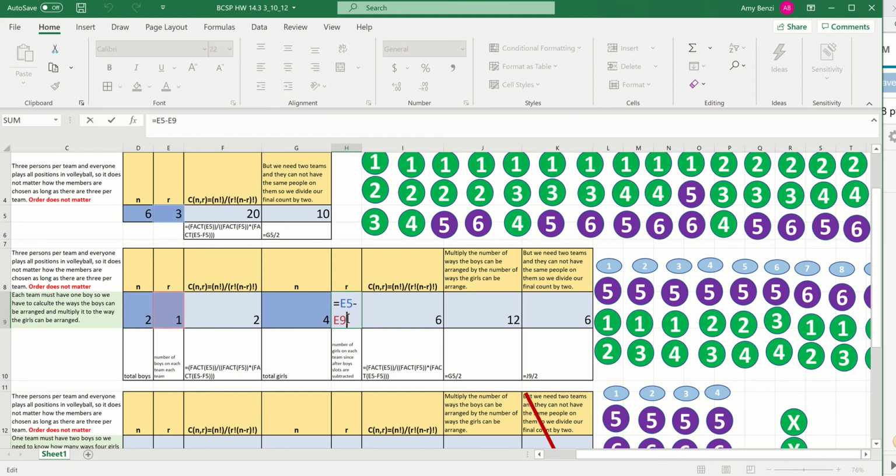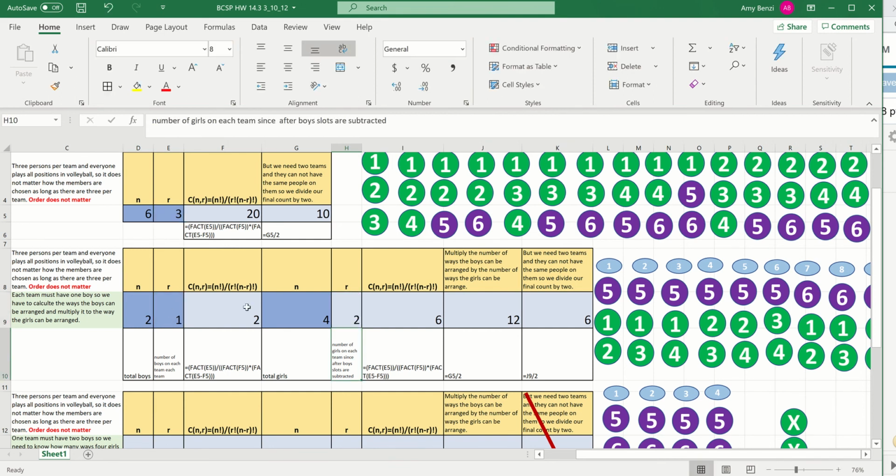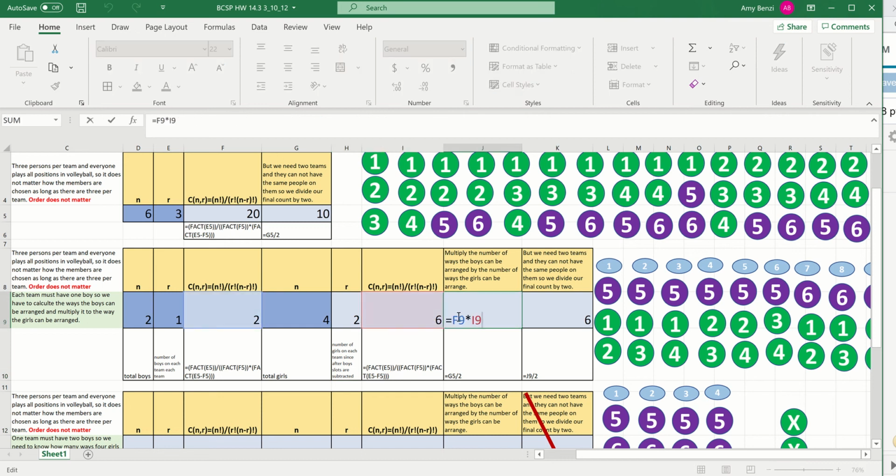You'll want to use your cell referencing, otherwise you're going to be trying to change all these numbers when you do other problems. It makes it much simpler. You'll see when I plug the other numbers in and show you in a minute. All right, so now I know that I have 2 ways to arrange my boys, and I have 6 ways to arrange my girls. Then I simply multiply those together: the number of ways boys can be arranged times the number of ways girls can be arranged, and I come up with 12.